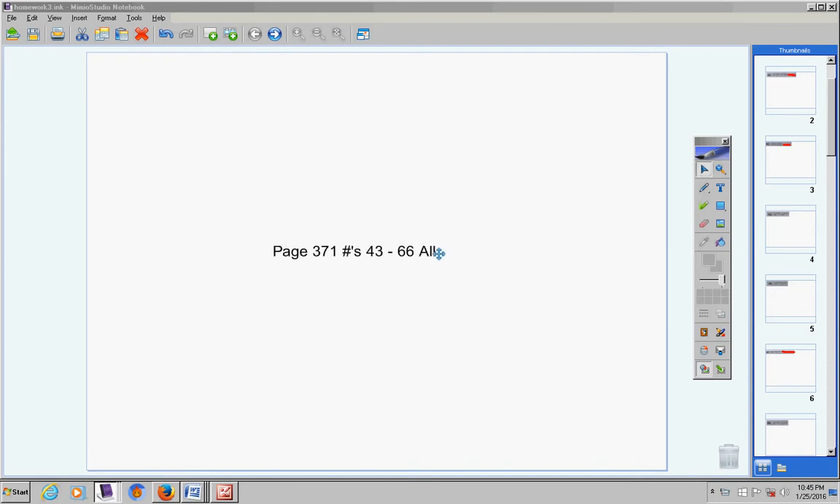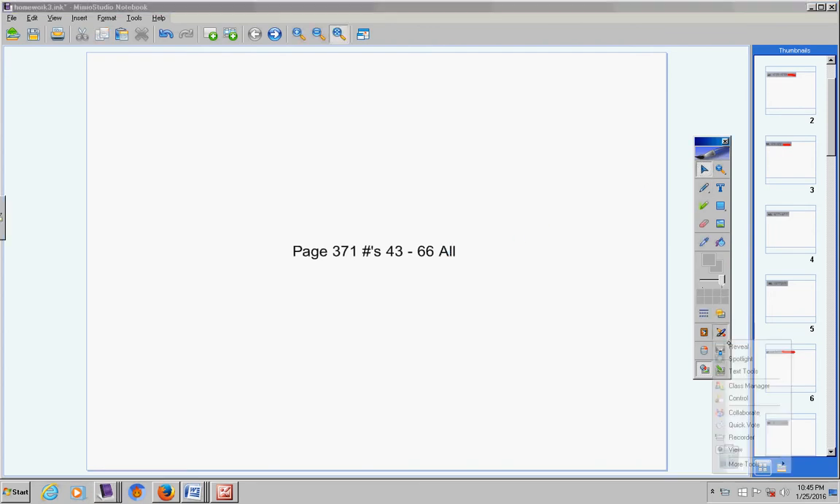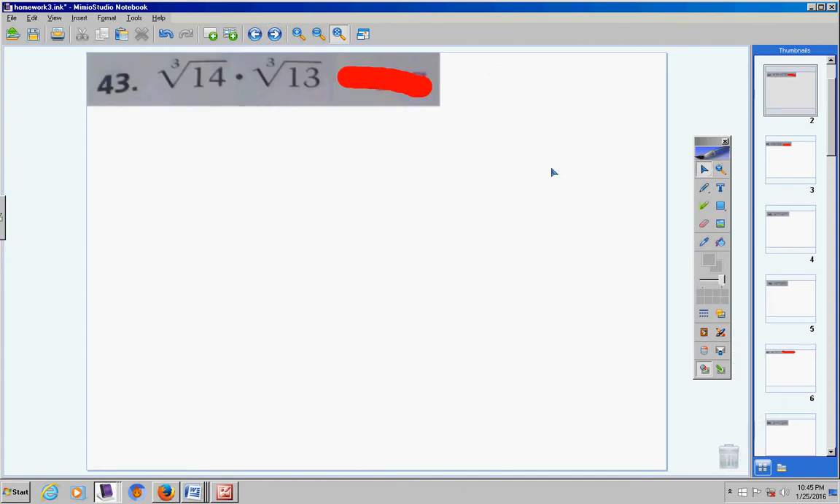It's 371. Let's go ahead and get started. Alright, let's take a look at number 43. Ignore the directions for all of these. Just simply simplify all the problems as far as they can go.